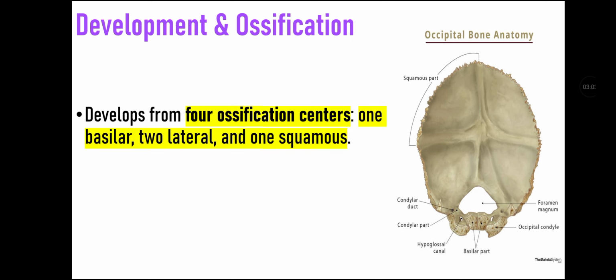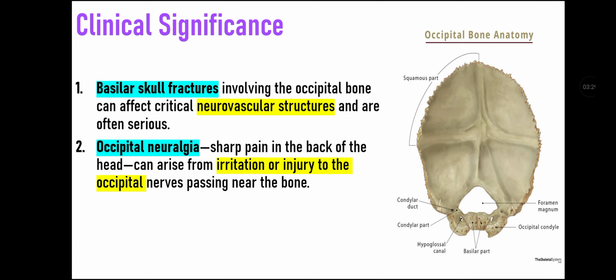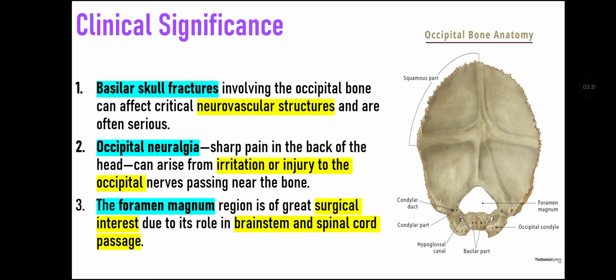Now let's talk about clinical significance of occipital bone. First is basilar skull fracture, that involves the occipital bone, can affect critical neurovascular structures and is often serious. Second significance is occipital neuralgia, that is sharp pain in the back of the head. It can arise from irritation or injury to the occipital nerve passing near the bones. Next significance is foramen magnum, that is a region of great surgical interest due to its role in brainstem and spinal cord passage. Now let's talk about conclusion of this lecture video.